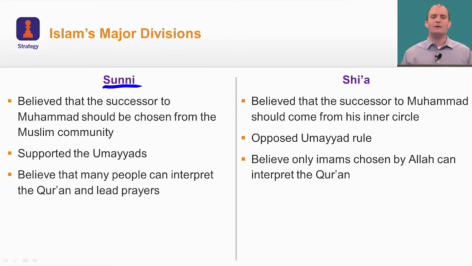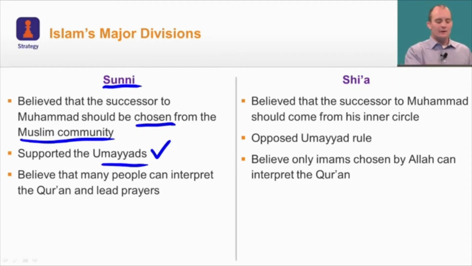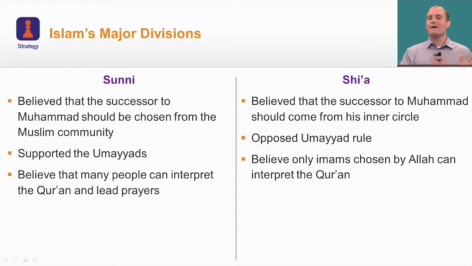We'll first begin by looking at the Sunnis. Now, the Sunnis believe that the successor to Muhammad should be chosen from the Muslim community. They supported the Umayyads, who we just learned about. And they believe that many people can interpret the Quran and lead prayers. Now remember, we're comparing and contrasting, so we're looking for similarities. Also, we're looking for those differences.